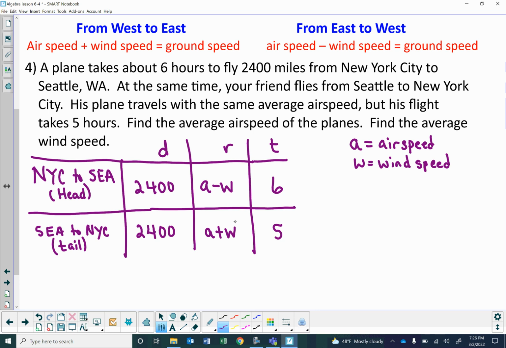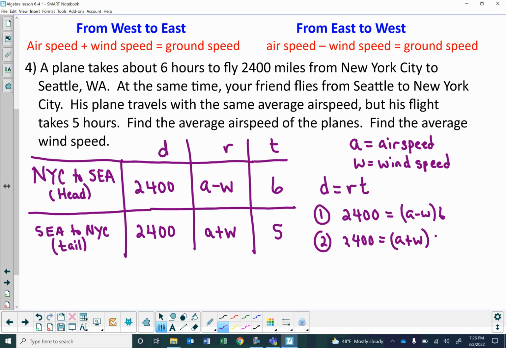All right. Hopefully you remember distance equals rate times time. So if we think of that in consideration to that, I'm going to have two equations. The first equation, my distance, 2,400, equals my rate, A minus W, times my time, which is 6. And in my second equation, I'm going to have distance, 2,400. It's going to equal my rate, A plus W, times 5.